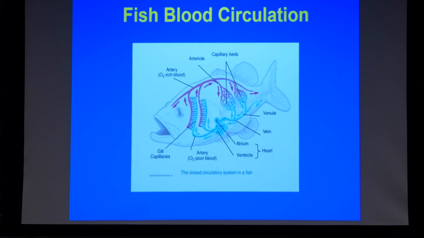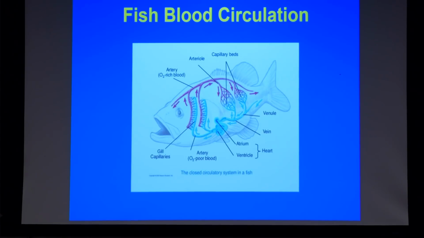And then the pressure generated by the ventricle, that pressure had to force the blood not only through the gill capillary network, but all the way through the capillary networks throughout the body. It would seem an inefficient system. And in fact, it wasn't efficient enough to support life on land.